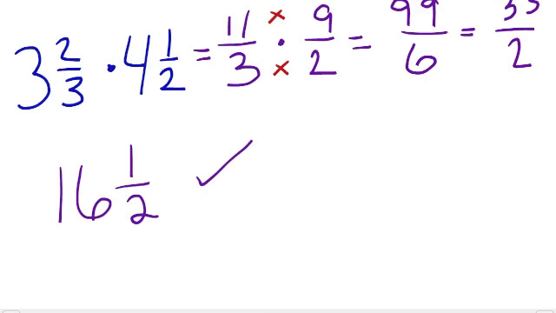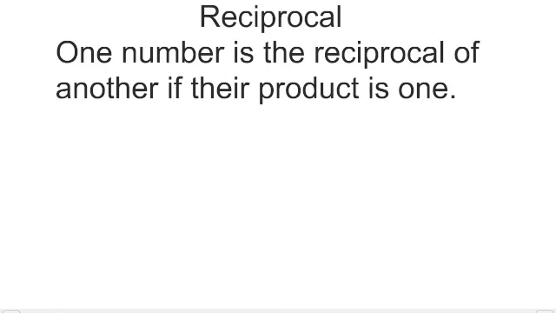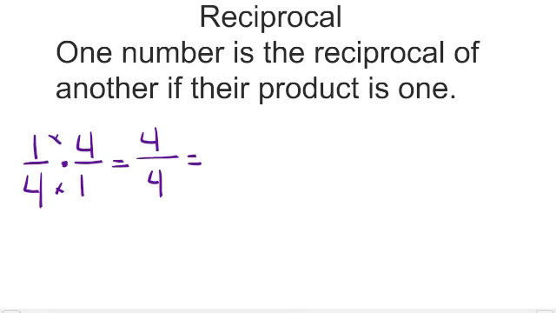Okay, so now let's go ahead and move on to dividing fractions. But first I want to talk about what a reciprocal is. One number is the reciprocal of another if their product is 1. So basically, if I take 1/4 and multiply it by something to get a product of 1, that would be 4/1, because 4 times 1 is 4, and 4 times 1 is 4, and we know that any number divided by itself is equal to 1.